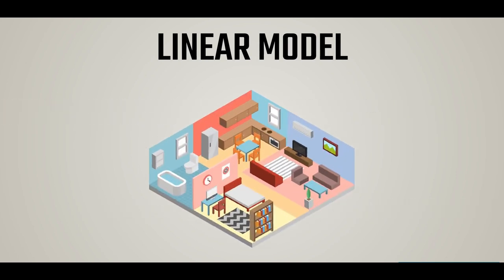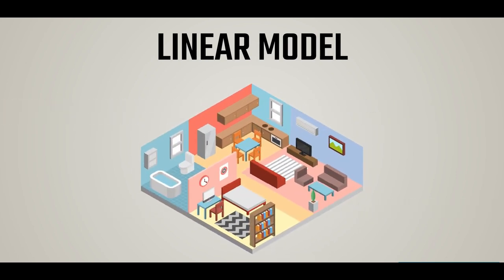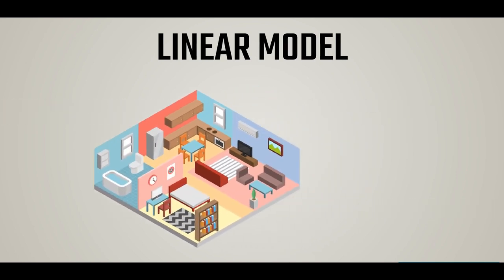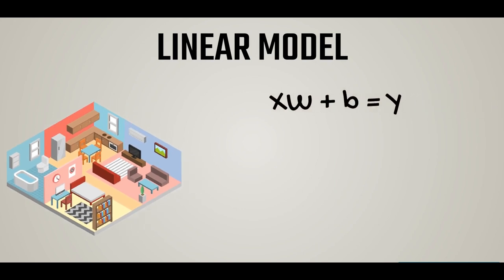Okay, let's see an example. Say our goal is to predict the price of an apartment. We may do that based on its size. So, the input x is the size. X times w plus b is the model we are using. The calculation of this expression gives us the price, or the output y. Let's input real values. The size of an apartment is 743 square feet.